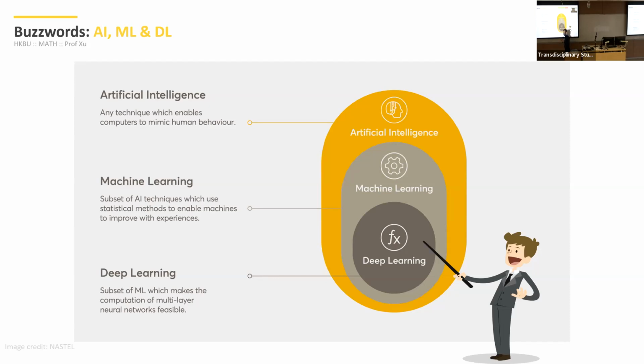Now, deep learning is a subset of machine learning. It does virtually everything that machine learning does, except the algorithms involved in deep learning use neural networks, and in fact, lots and lots of layers of neural networks. So that's the distinction between the three terminologies. Please do let me know if you have questions before I go on.